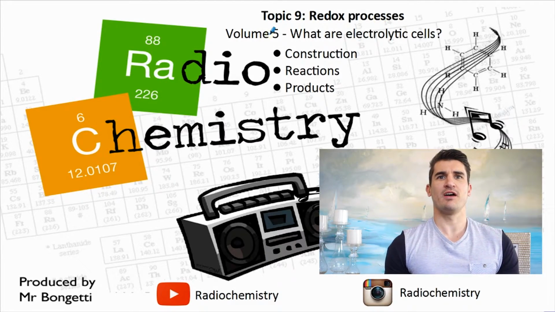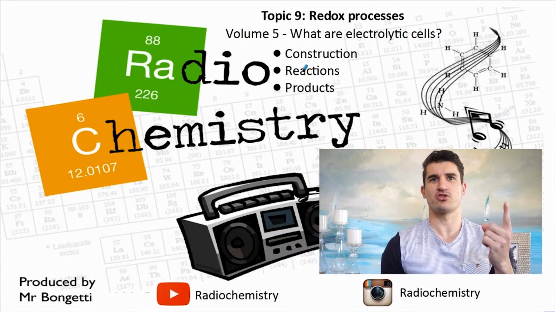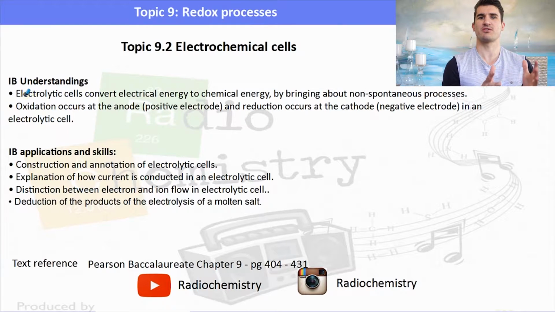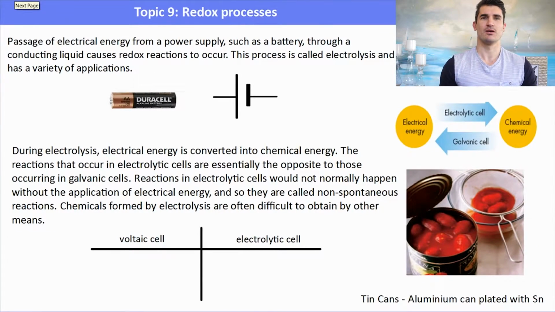Okay, so volume number 5, What are electrolytic cells? We look at construction, reactants, and products. The IB understandings focus around electrolytic cells and how they work, and also identifying the reactants and products at the anodes and the cathodes. We look at the construction, explanation of how current is generated, and then we look at distinguishing between electron and ion flow in the circuit.